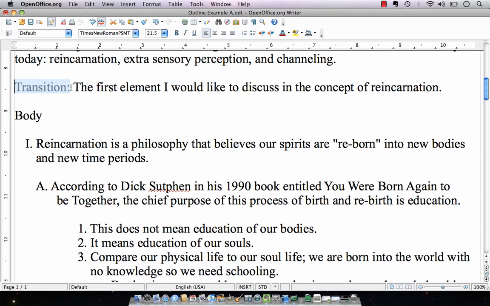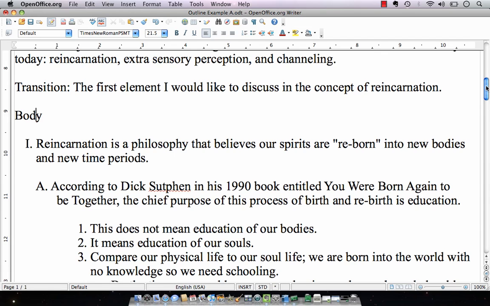So just like you're going to label the introduction, body, and the conclusion, I'm going to want you to label each transition statement. And you'll have a transition statement between every main point of your outline, except right before the conclusion, and we'll look at an example of that in a second. We'll have a label, the body, right before the first main point. And in our first main point, we'll talk about reincarnation.